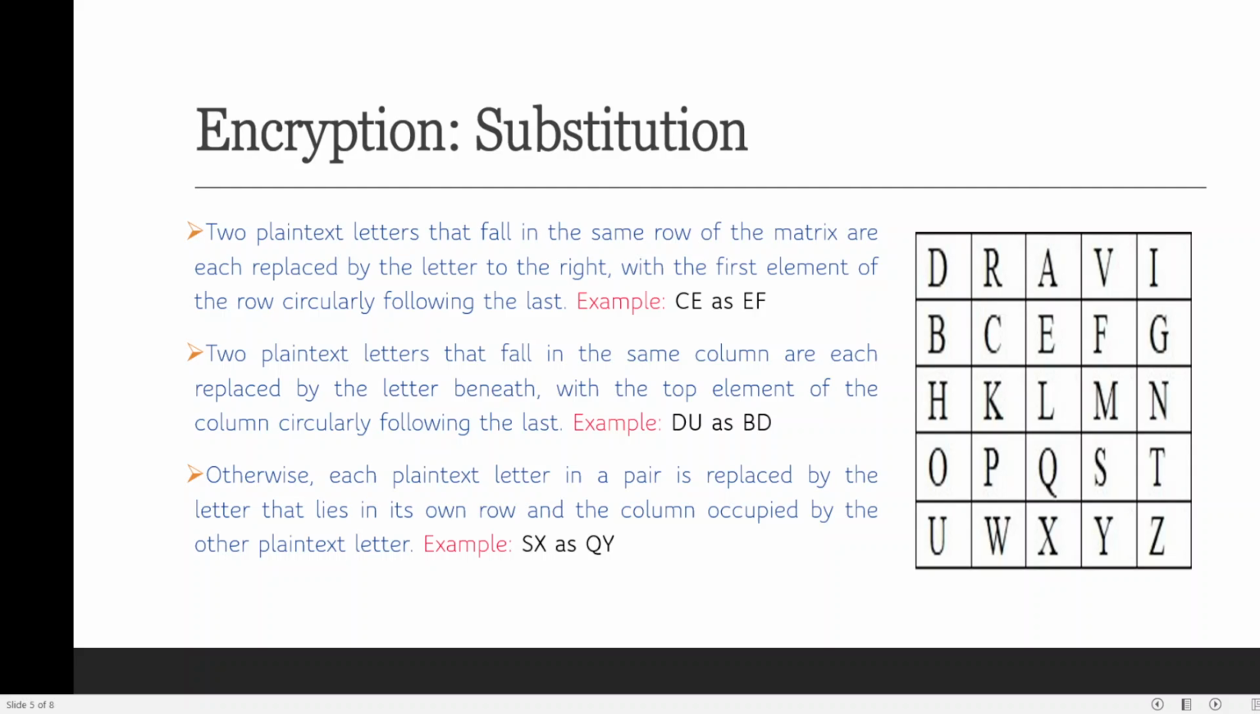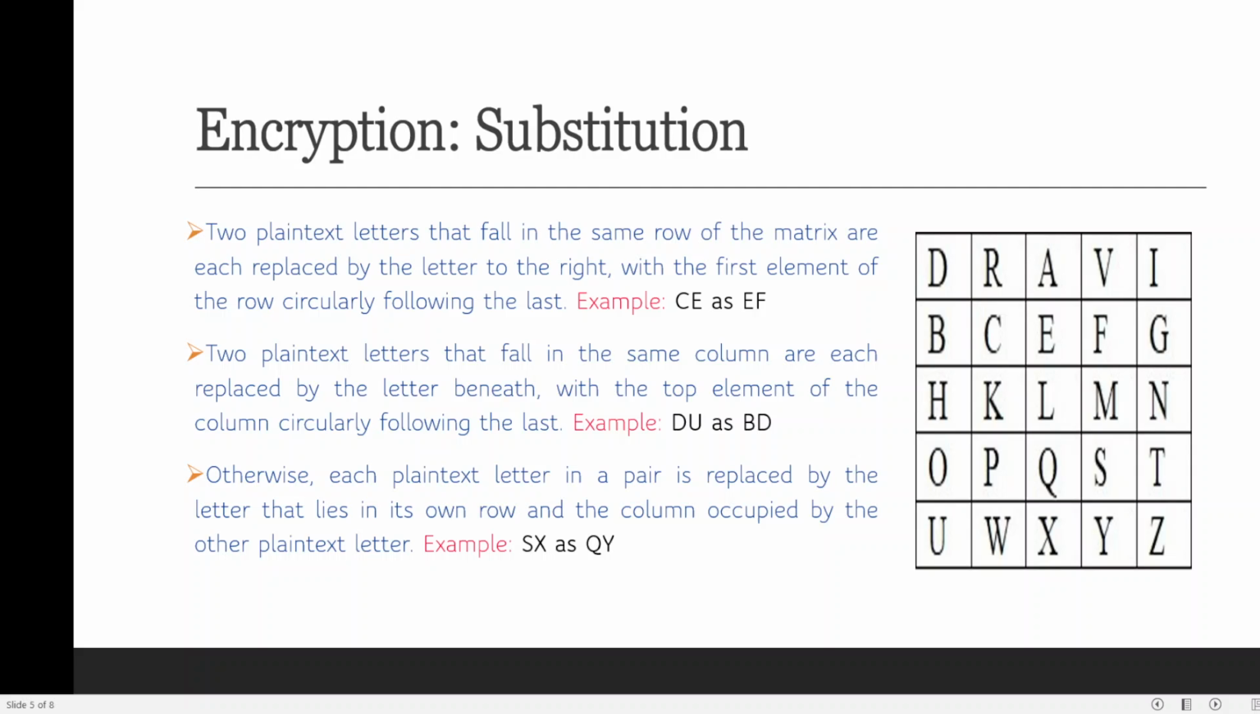And then we will be substituting. There are 3 cases. In the first case, the 2 characters in the digram happen to be in the same row. In that case, each letter is replaced by the character to its right. For example, CE is encrypted or substituted as EF. In the second case, the 2 characters in the digram happen to be in the same column. In that case, each character in the column is replaced by the character below it. For example, DU is encrypted or substituted as BD.